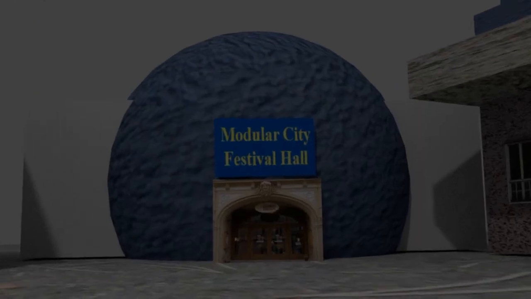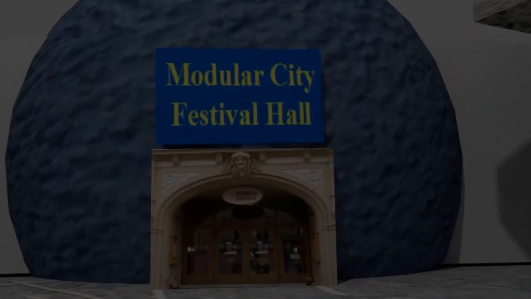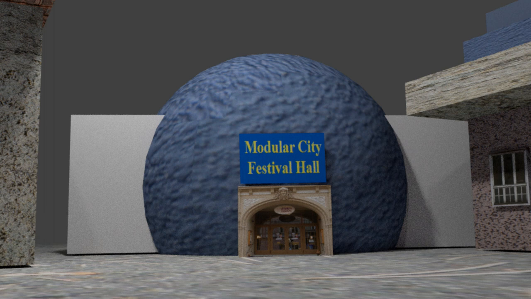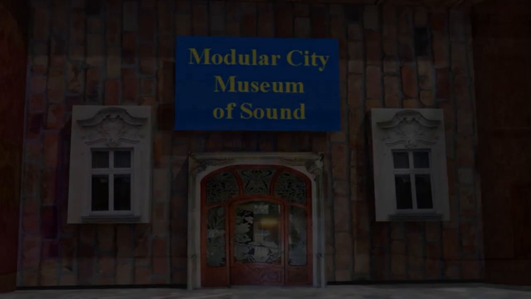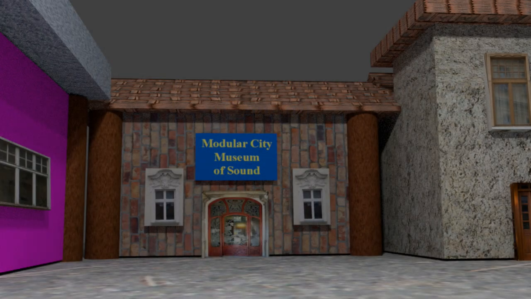So, welcome to Modular City. Welcome to all who want to learn. But there are also fun and joy and leisure time activities in our town. The festival hall offers musicians and artists of different kinds and genres a place to bring their work, their art to the people. And in our museum you can enjoy a look into the past and get some experiences with those instruments it all began with.